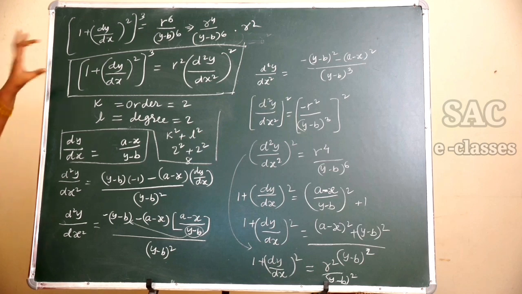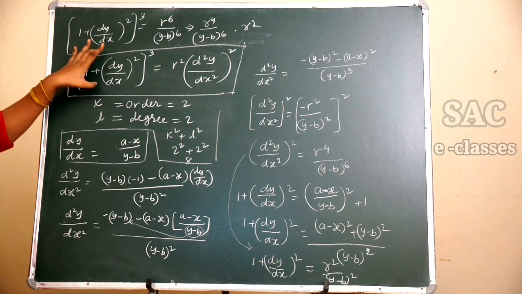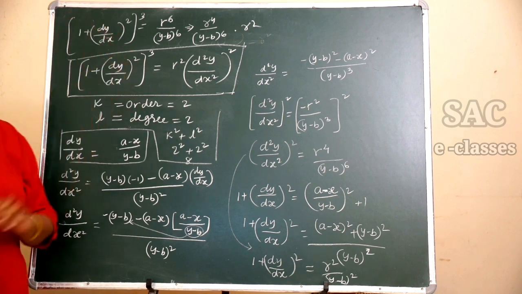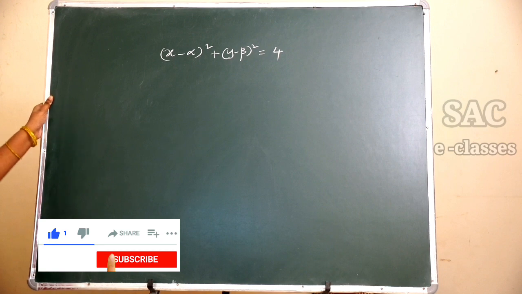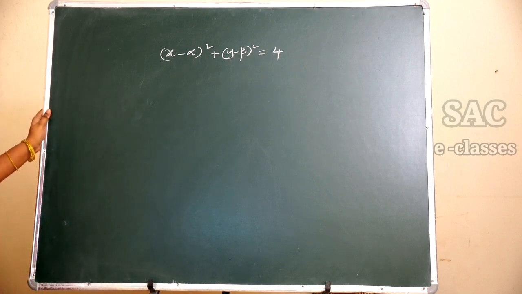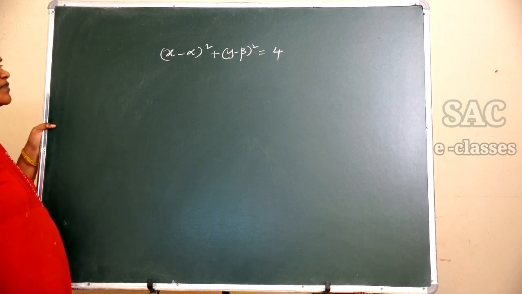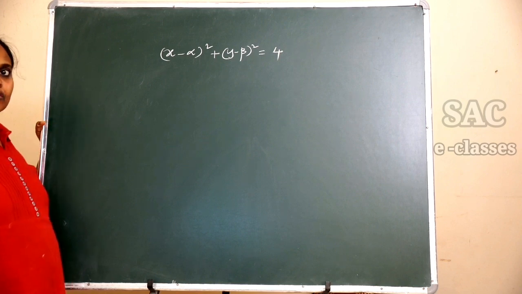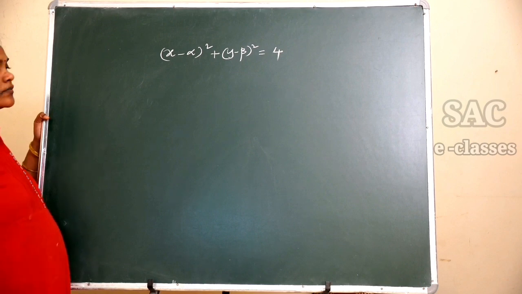In what way this particular expression will help you a lot to solve the family of circles problem, let us see. This is the problem they asked in the MSET 17. What is the solution of the given statement (x minus alpha) whole square plus (y minus beta) whole square equal to 4, by eliminating the arbitrary constants alpha and beta?